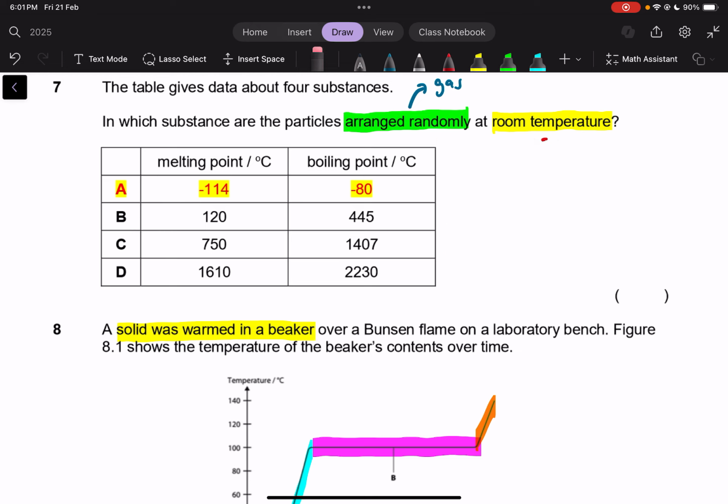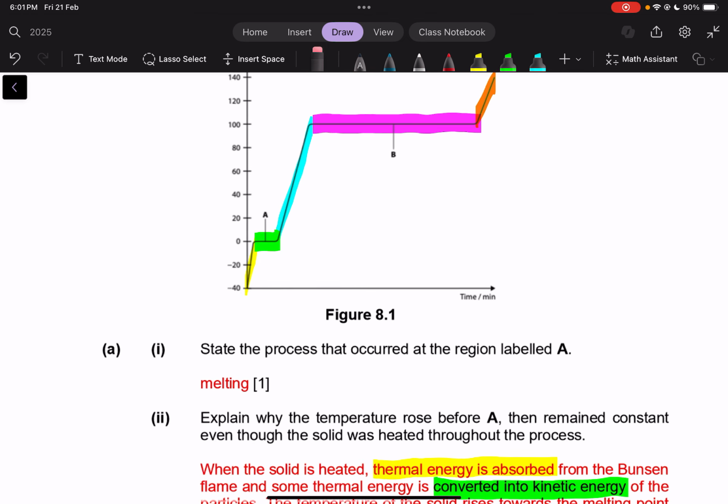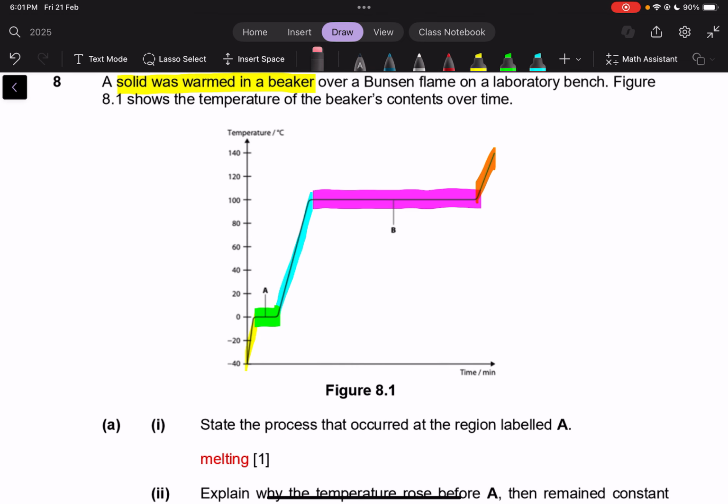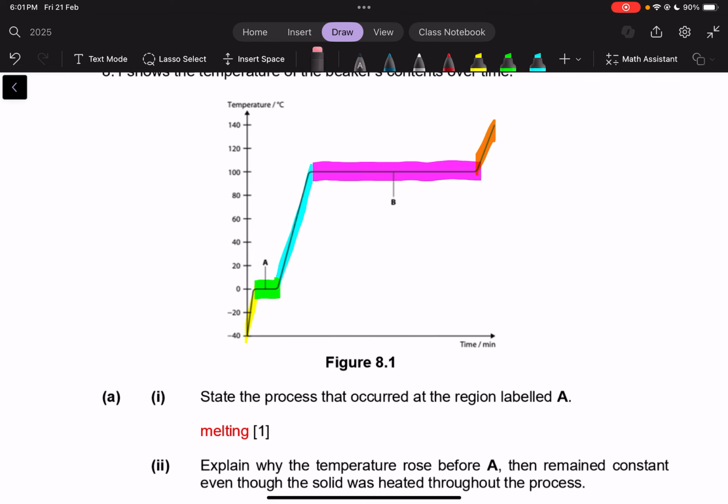Okay, if not, I think we are done with the MCQ questions. So let's move on to the structured questions. So here, I've used my highlighter to actually denote 5 parts of the heating curve over here. Yellow, green, blue, pink, and orange.